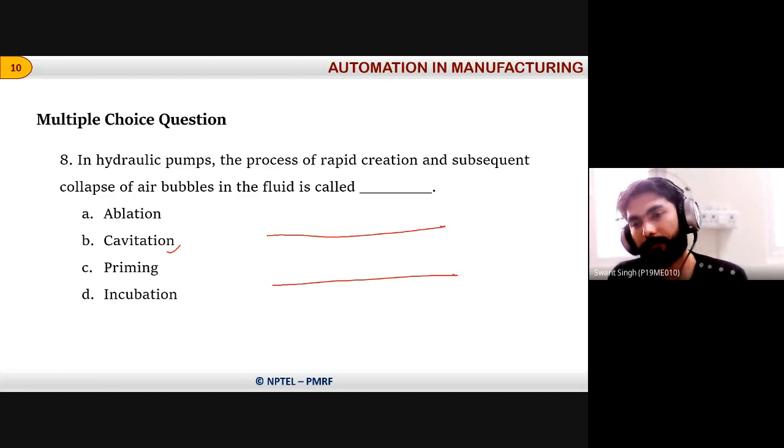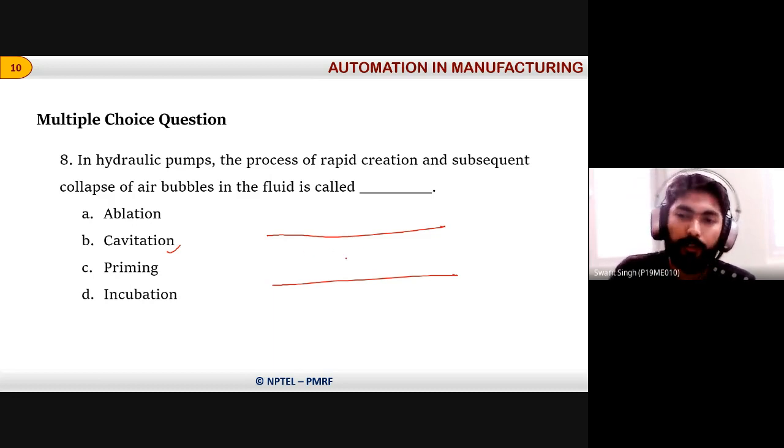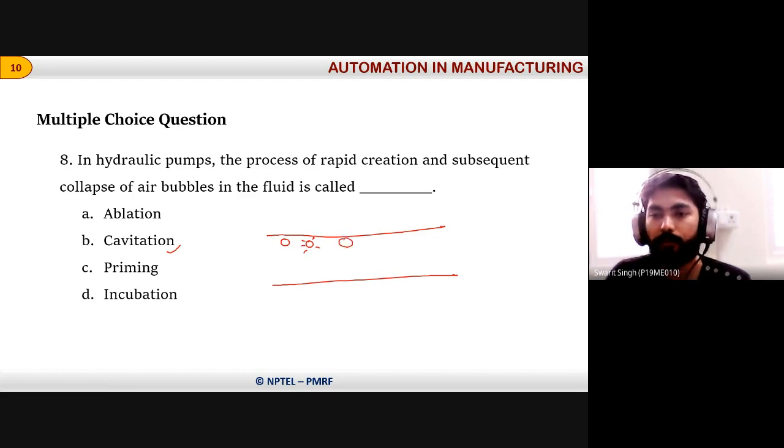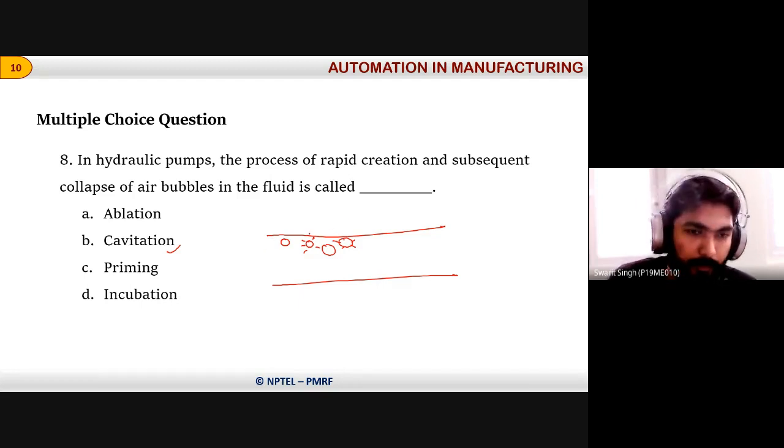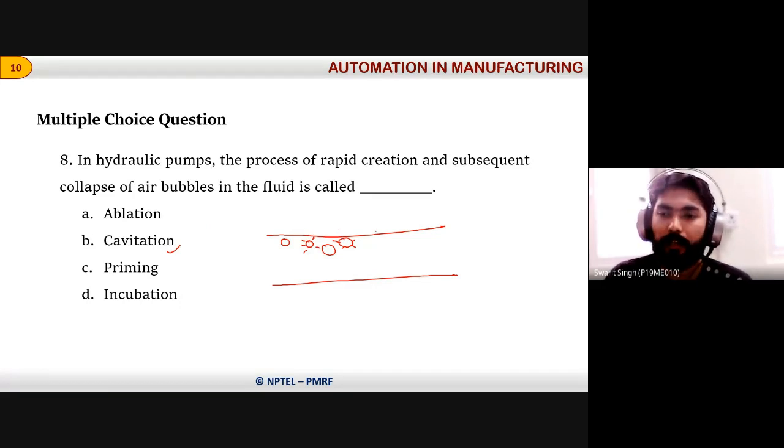If due to some pressure changes air bubbles come out and then again pop, okay, they pop at the next moment. So here it is created and here it pops. This kind of rapid creation and subsequent collapse of air bubbles causes harm to the pipe. The material of the pipe may get eroded sometimes because of this. The explosion is powerful.